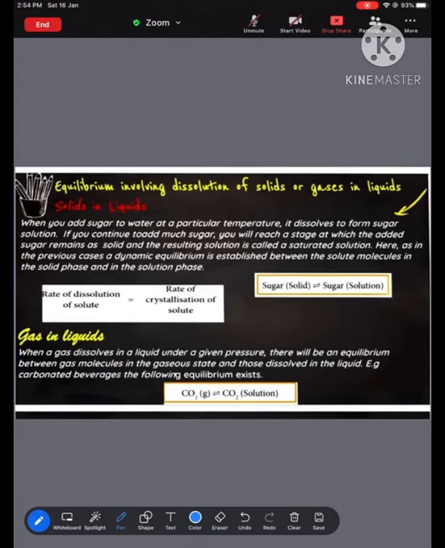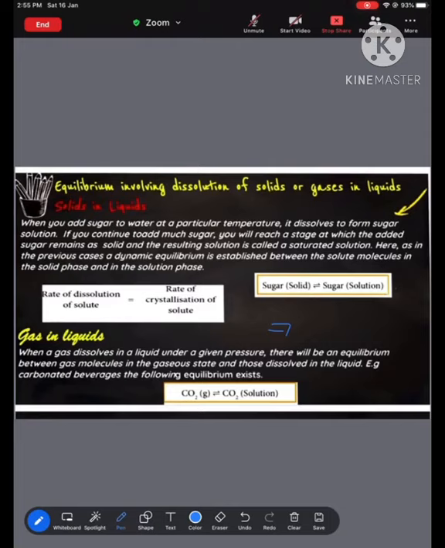The second system is gas in liquids. The very best example for such kind of systems is your aerated drinks, all your Coke, Pepsi, and all kinds of carbonated or aerated drinks. So what happens there? When a gas dissolves in a liquid, normally you need to give pressure for that. At a given pressure, there will be an equilibrium established between the gas molecules, which are in the gaseous state, and those dissolved in the liquid.